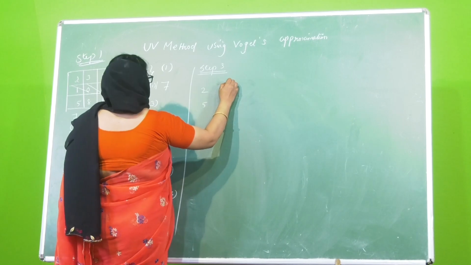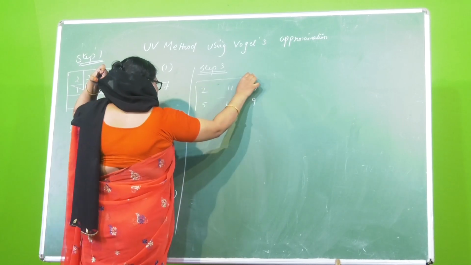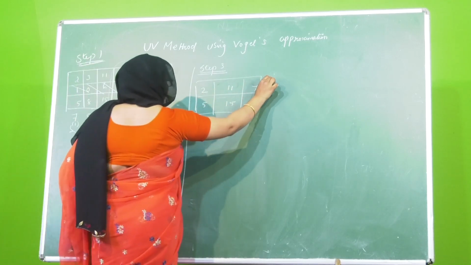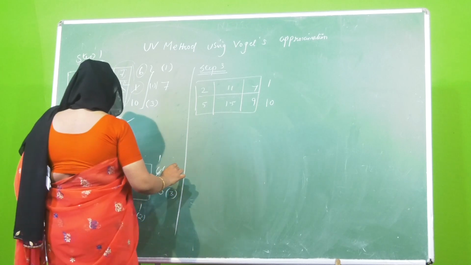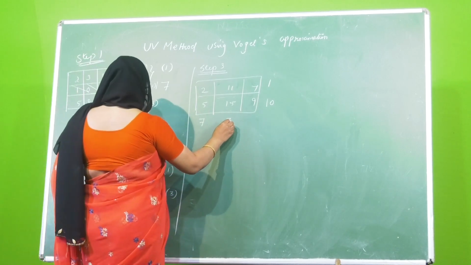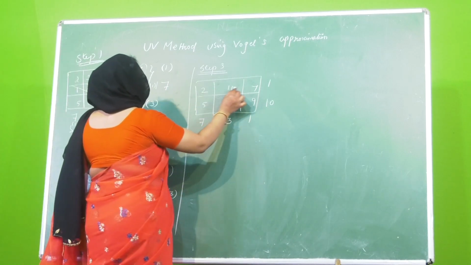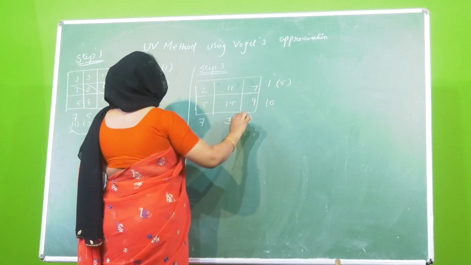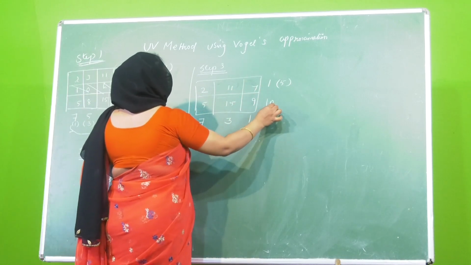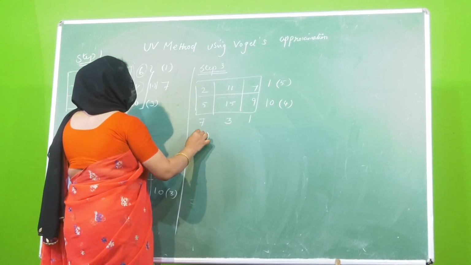2, 5, 11, 15, 7, 9. So 1, 10, 7, 3, 1. So what is the difference between 2 and 7 is 5 because the 2 is the least and 7 is the next least. 5 and 9 is 4, and 5 and 2 is 3.